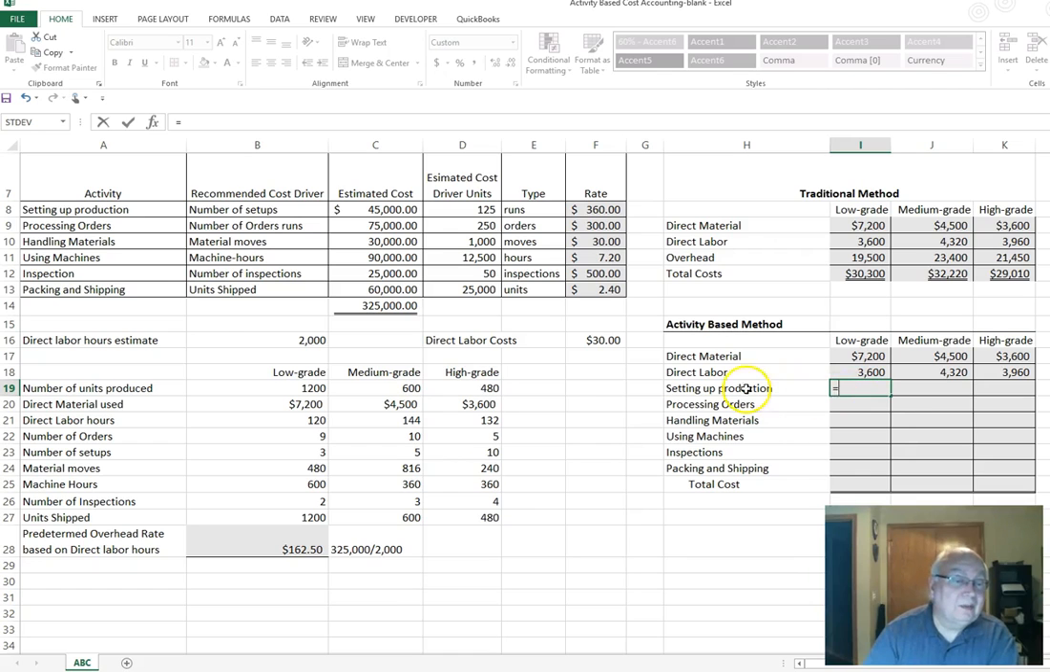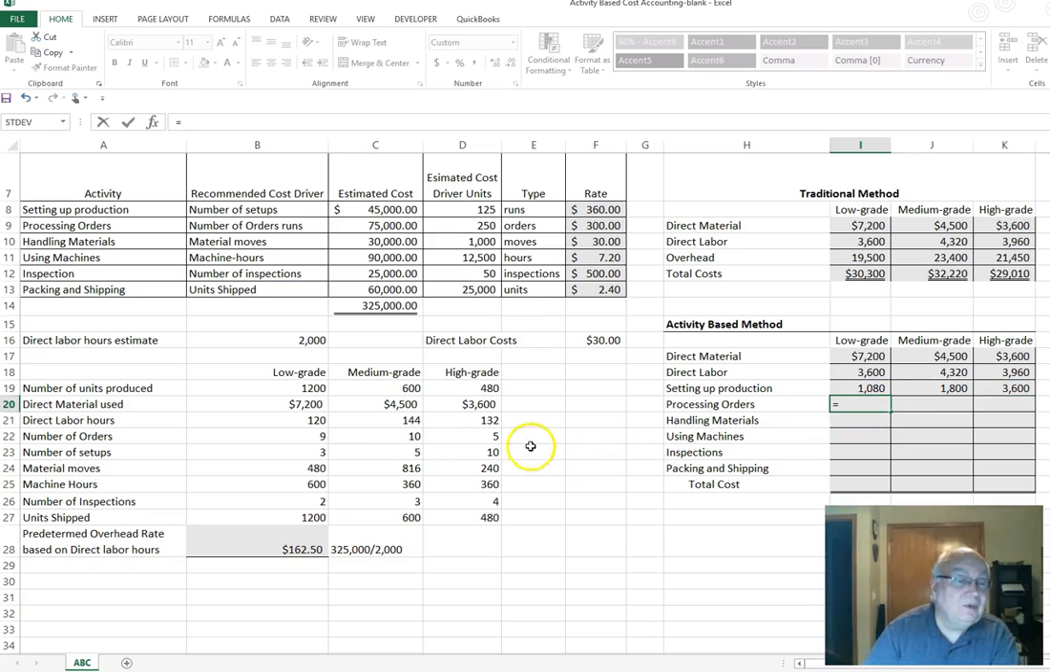Setting up equipment. When we come over here, okay, the first one takes 3 setups. And setups were $360 per setup. Okay, and I want to make sure I absolute value that, because I don't want that 360 to change. Where's my setups at? Yeah, 3 setups. This one is 5 setups and 10 setups. Okay, so that changes.